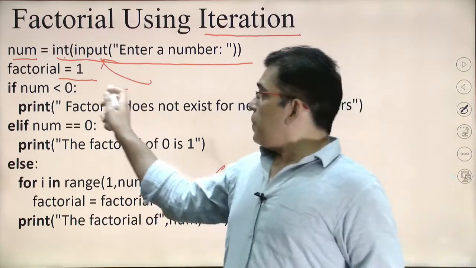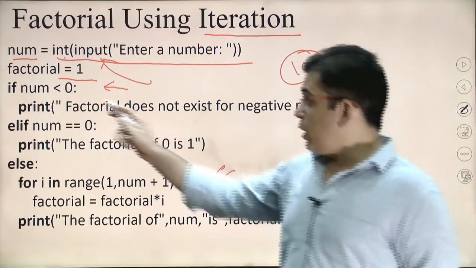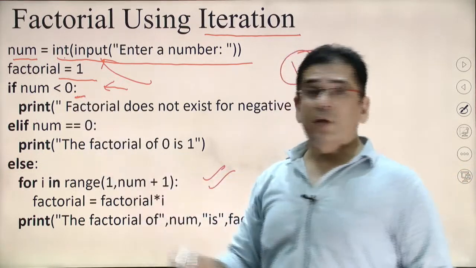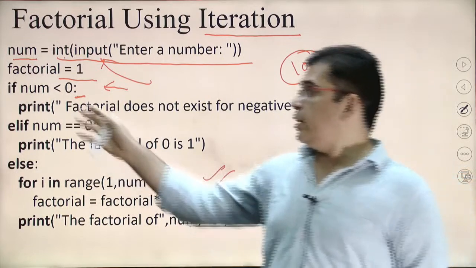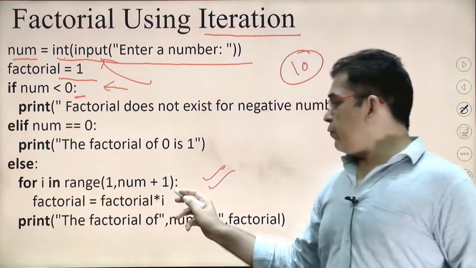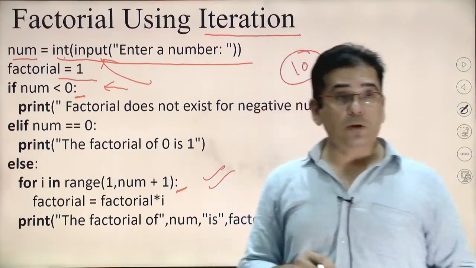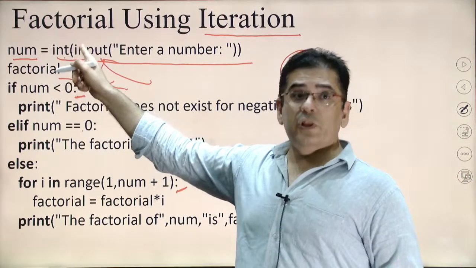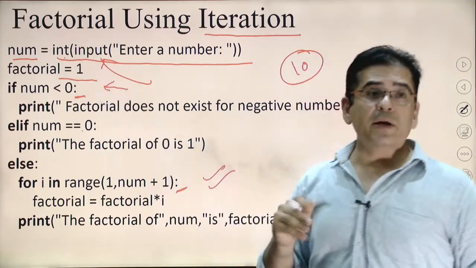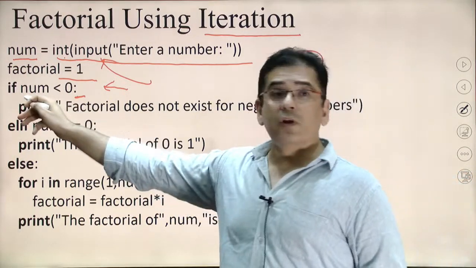Now the conditional part starts. If num is less than 0 and colon, this is again a very important thing which I am explaining once again. Colon is mandatory to write if you are writing any if case or any for loop. This is the syntax condition in Python. So if num is less than 0, with the help of the input value I have entered -1, -2, -3, then this if condition will become true.